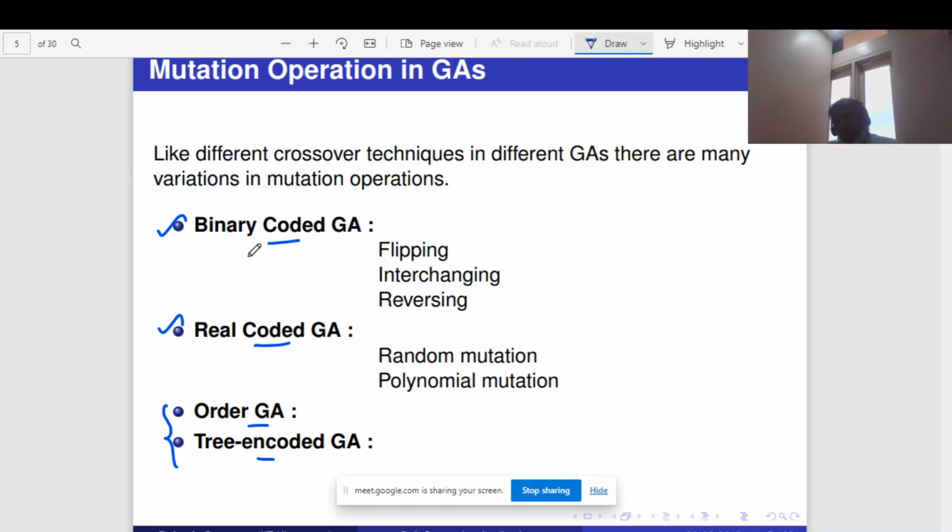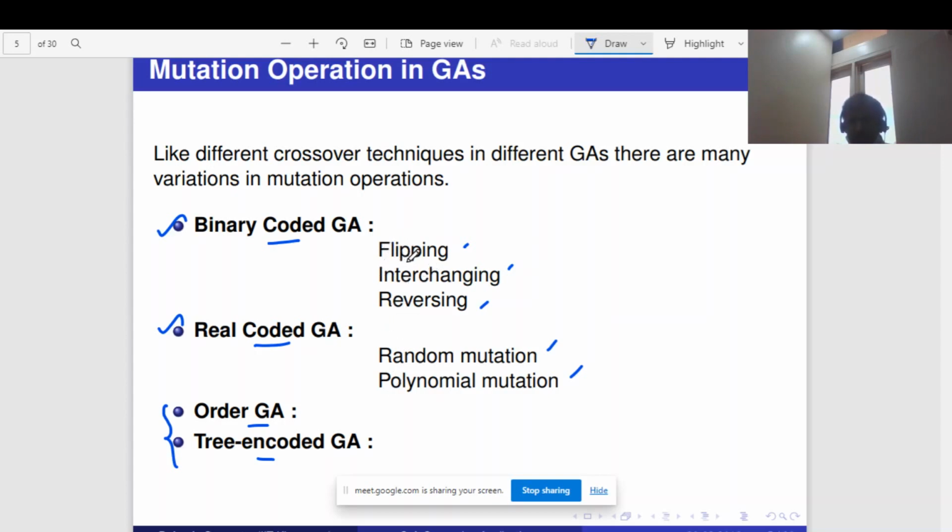Okay, so there are basically three ways of performing mutation in binary coded GA, and these are flipping, interchanging and reversing. Like how in genetics we have seen all these things happening, deletion, insertion. So here it is confined to these three techniques: flipping, interchanging and reversing. Similarly, with respect to real coded GA, the mutation can be of two types. The first one is called random mutation. The second method is called polynomial mutation. So basically we are going to discuss these 5 techniques for mutation.